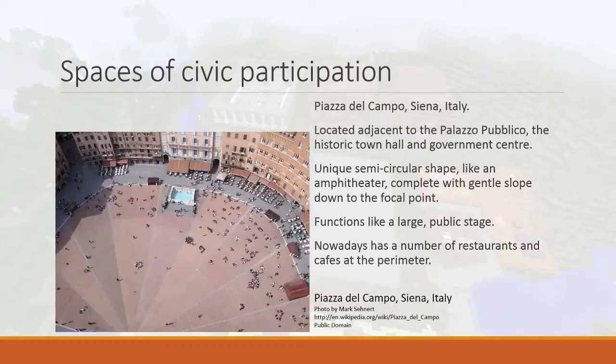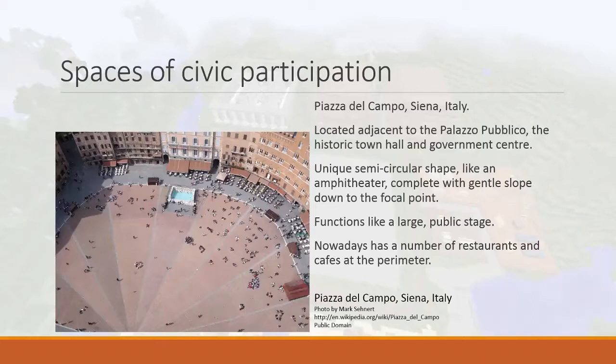Here is Piazza del Campo in Siena, Italy. We've seen the city of Siena before when we talked about color. This is the main square of it, which is very interesting because it actually is semicircular and it slopes down like an amphitheater. So at the bottom of the picture, out of the frame of the picture, that's the Palazzo Pubblico, which is the historic town hall and government center of the Republic of Siena.